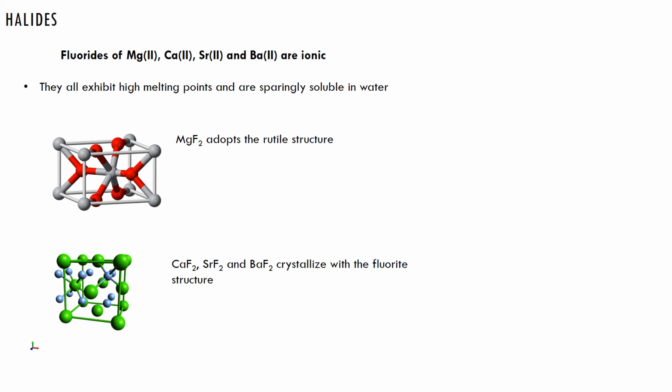As you move down the group, the halides become more ionic in character. So the fluorides of magnesium, calcium, strontium, and barium are all ionic. They've all got pretty high melting points, and they're not very soluble in water. And you might want to sit down and predict why that is based on the thermodynamic considerations that we were talking about last time in terms of solubility.